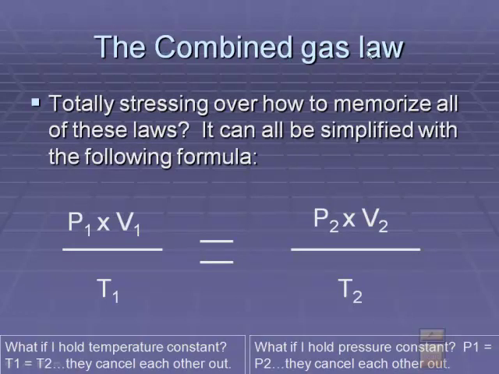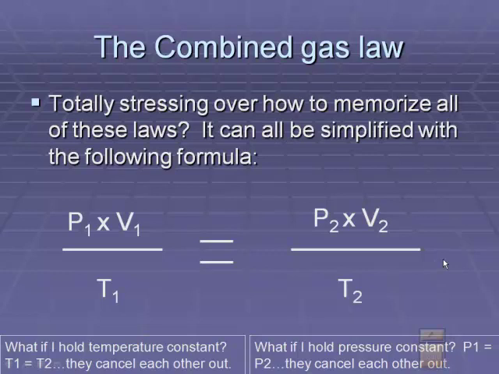Finally, we get to the combined gas law. So, totally stressing over how to memorize all of these gas laws? Guys, the combined gas law is each of those gas laws combined. So in the original Boyle's law, you had P1 V1 equals P2 V2. And then in Charles's law, what was that one? I think that was volume and temperature. So V1 over T1 is equal to V2 over T2. And then finally with the last one, it was P1 over T1 equals P2 over T2.